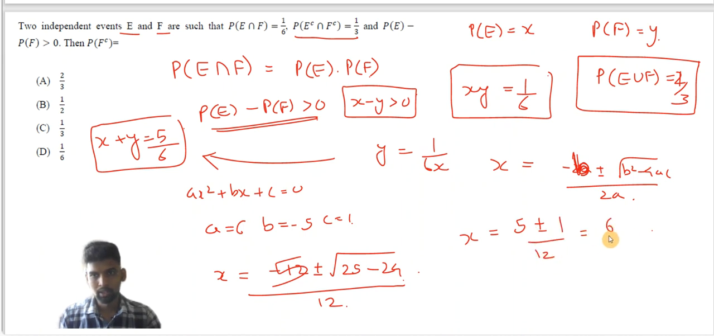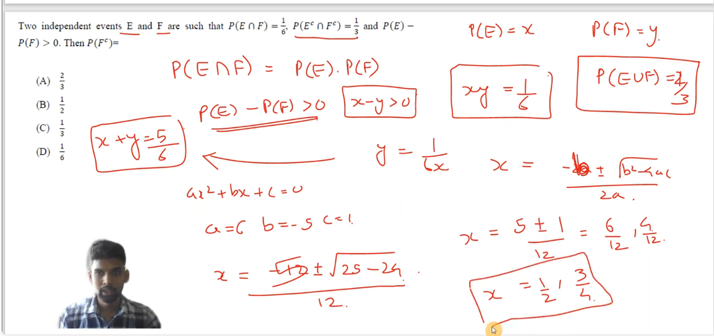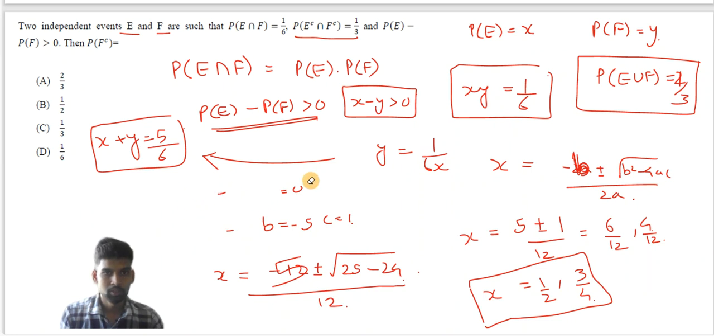So it is either 6 by 12 or 4 by 12. That is 1 by 2 or, what you can say, 3 by 4. Okay, so which x value we have to choose? This equation will help us.